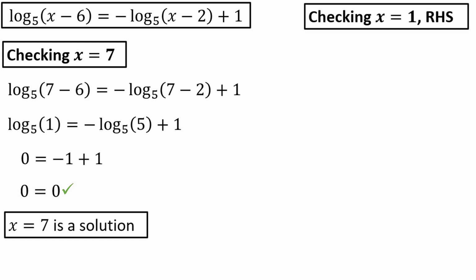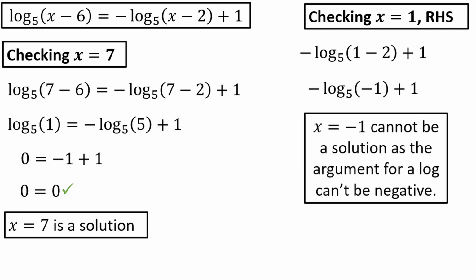If we plug in 1, we immediately see that there is a problem. Let's just look at the right-hand side. We would have negative log base 5 of 1 minus 2 plus 1, which simplifies to negative log base 5 of negative 1 plus 1. But we know that logs are not defined for negative numbers, so 1 cannot be a solution. So our only solution is x equals 7.